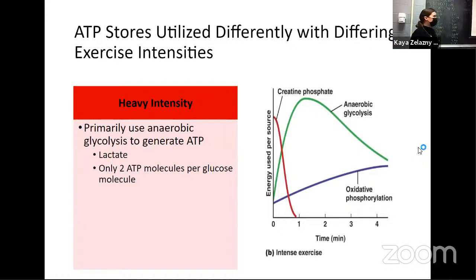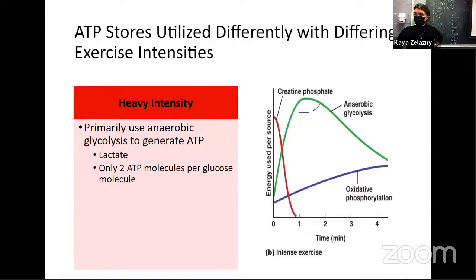Now, in heavy intensity exercise, you're putting everything you've got into it immediately. We have a different kind of situation. So we still kickstart with creatine. You can see this curve looks exactly the same for the creatine, right? So that first half a minute to a minute, we're using up all the creatine that we can use in those muscle cells.